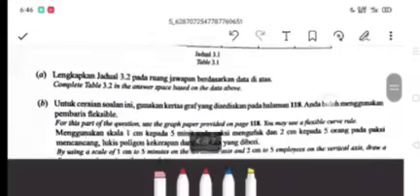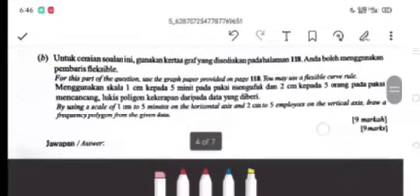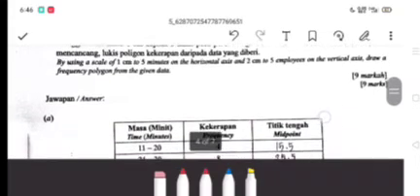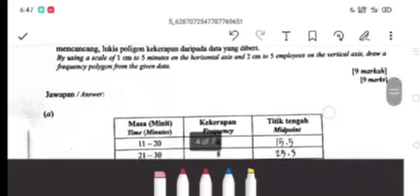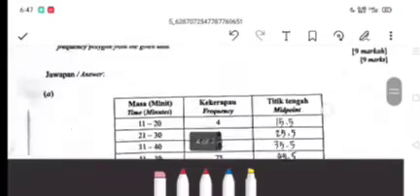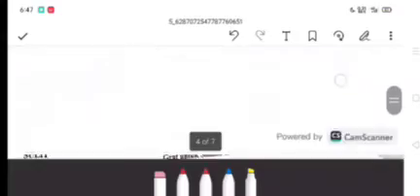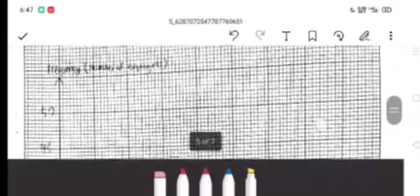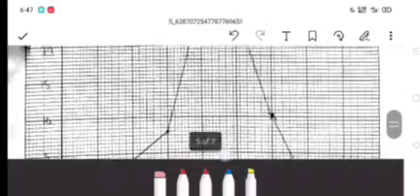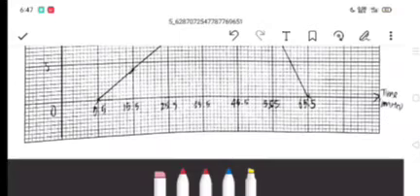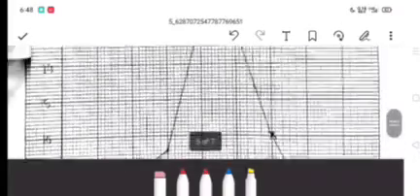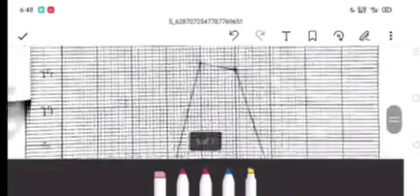Question B. For this part of the question, use the graph paper provided on page 118. You may use a flexible curve ruler, with a scale of 1 cm to 5 minutes on the horizontal axis and 2 cm to 5 employees on the vertical axis. Draw a frequency polygon from the given data. This question wants us to draw the graph using the table. The y-axis is the frequency, which is the number of employees, and the x-axis is time in minutes. For the x-axis values, we must use the midpoints that we calculated before, so we can plot the data easily. So this is the final graph.